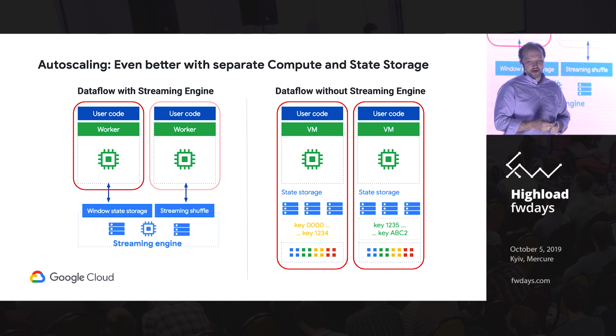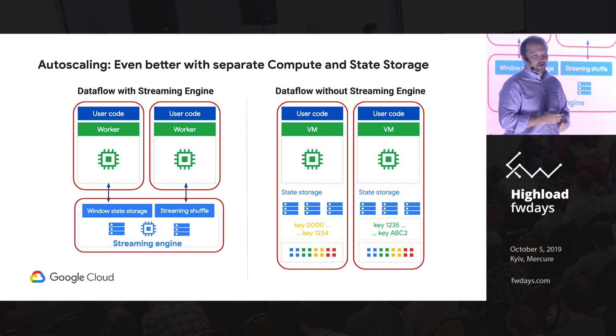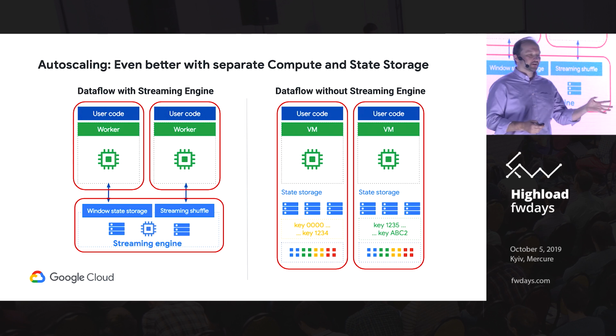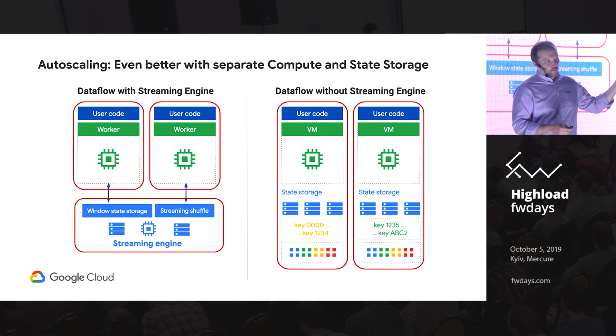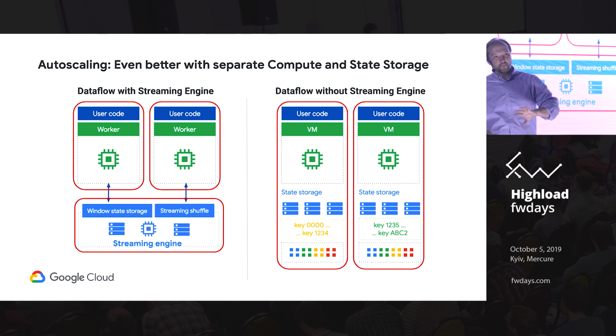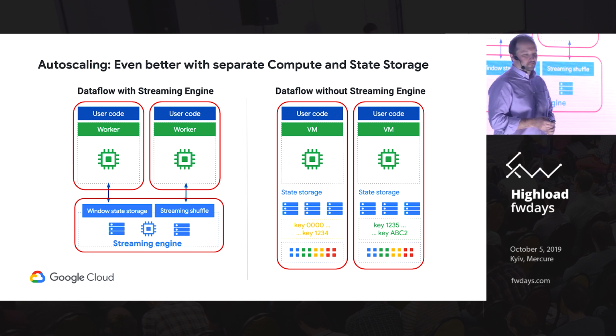Now, when you have Streaming Engine, you can scale your compute resources independently, and you can scale your state storage independently. So if you have a very compute-intensive pipeline, the service can create a lot of CPU resources. But if you have, let's say, proportionately more state storage, you can scale the Streaming Engine a little bit more.